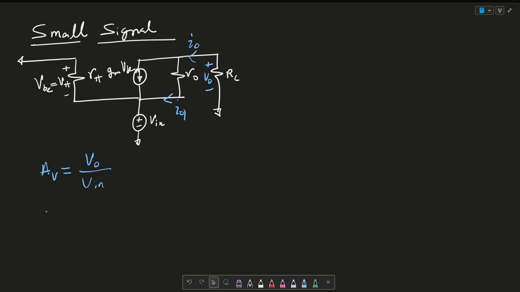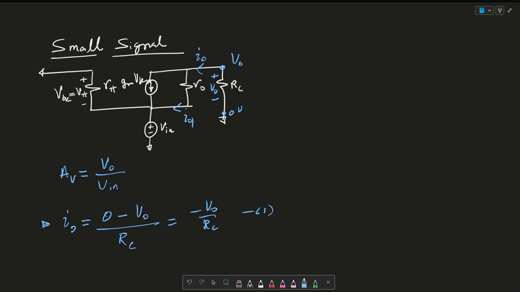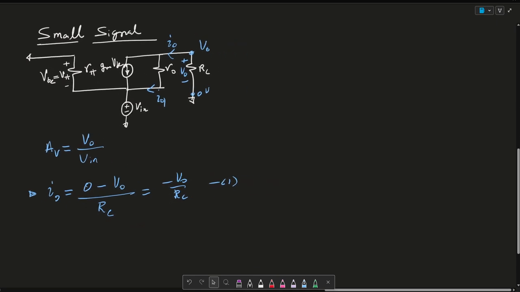KCL for IO. So IO is equal to 0 minus V out over RC. So I hope this makes sense. This would be minus V out over RC. This is equation 1. So I'm basically taking a lower potential at 0 volts minus a higher potential at VO and dividing it by RC. So that's all I'm doing there.